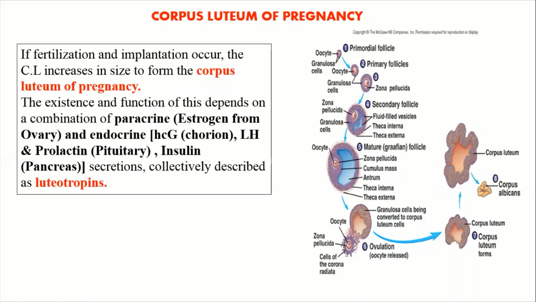The existence and function of this depends upon a combination of factors. If pregnancy happens, the action of these hormones leads to its existence until placenta formation starts. These hormones act together: estrogen, hCG, LH, prolactin, insulin. They are called luteotropic hormones.